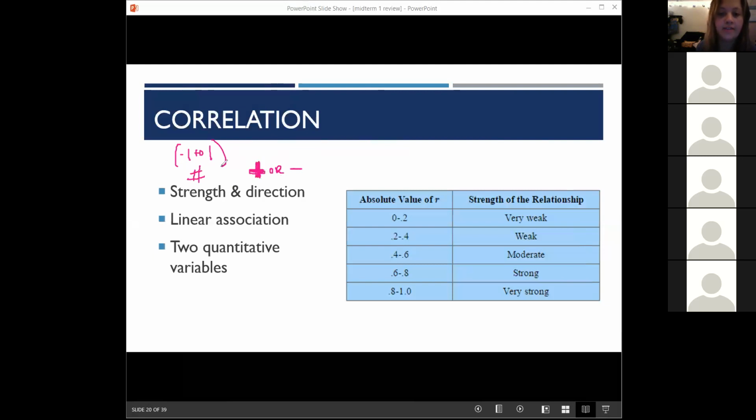You take this number from -1 to 1, and the direction will be shown by whether it's negative or positive, but you have to have a linear association to use correlation. If it doesn't look like a line, then you cannot use it. And it is two quantitative variables, so remember these are measurement variables.